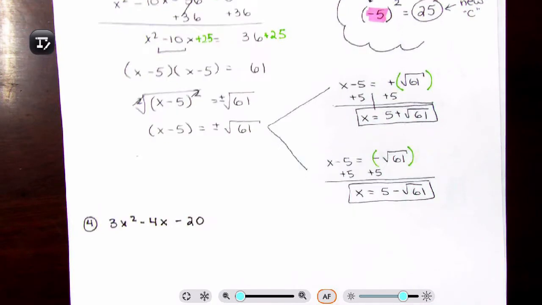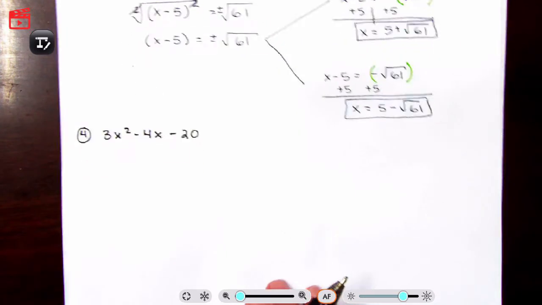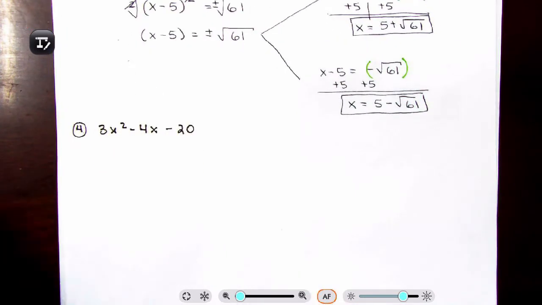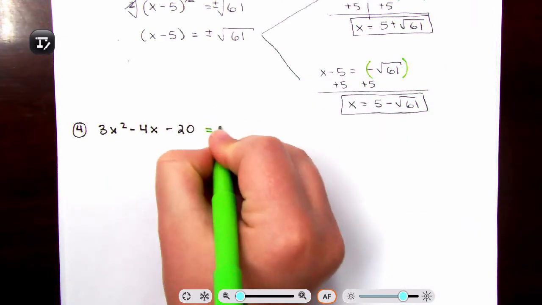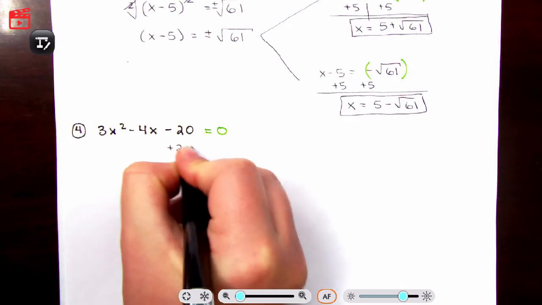Let's do one last example. I was going to say equation. It is equation. So let's do one more. Step number 1 is set it equal to 0. Step number 2 is subtract or add. In this case, we are adding.